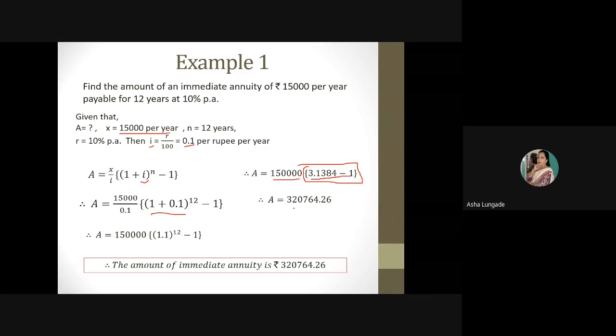Okay ma'am. You have to subtract 1 from 3.1384 and then multiply. First, you have to solve this bracket. First the bracket will be simplified, that is 3.1384 minus 1, right? And then the answer is 2.1384. So 2.1384 will be multiplied by 1,50,000. So you will get this answer.